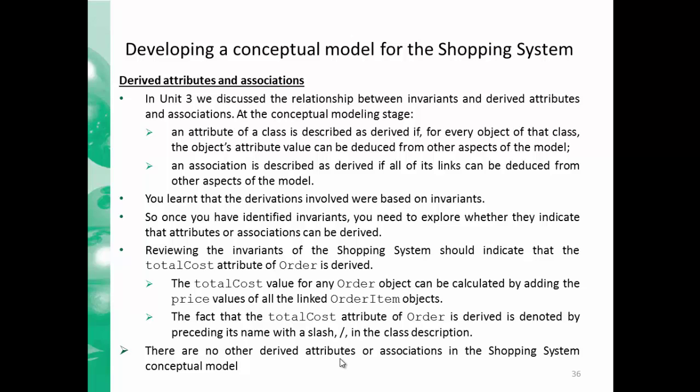Same, we may have some derived associations, which is described as: if all of its links can be deduced from other aspects of the model, then it is a derived association. Here you find that the total cost value for the order is a derived attribute because you get it by calculating and adding all the order items in that order. After you decide the price for the individual items in the order, the sum of the individual prices of the order items will give you the total cost, and that's a derived attribute.